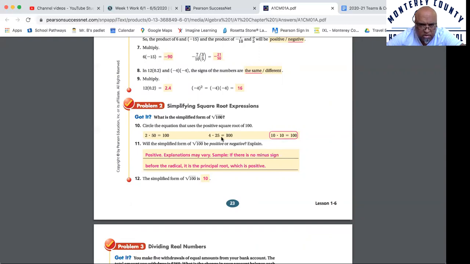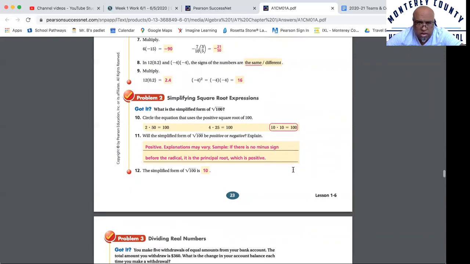Keep in mind, though all of those answers equal 100, the only one that would be equal to radical 100 would be 10, because in order to be a radical, the number that you get has to be times itself. See, it's not 4 times itself, that's 4 times 25. It's not 50 times itself, it's 50 times 2. But it is 10 times itself. Okay, question 11 would be positive.